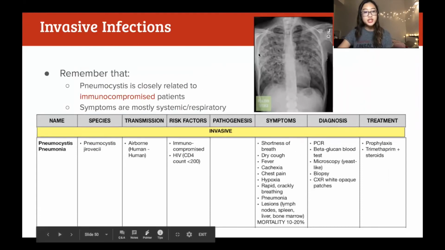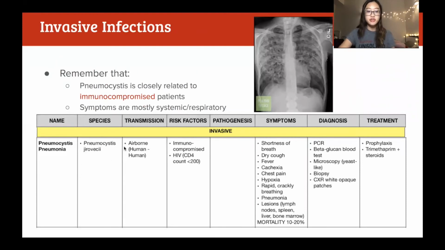Anyway, another invasive infection is pneumocystis pneumonia. It's spread by Pneumocystis jirovecii. Pneumocystis is again closely related to immunocompromised patients. If you remember from the previous topics, we were talking about the immune system, the adaptive and innate immunity, and how normally this stuff wouldn't really bother us because we have such strong barriers that prevent us from contracting infections, but people who are immunocompromised don't.